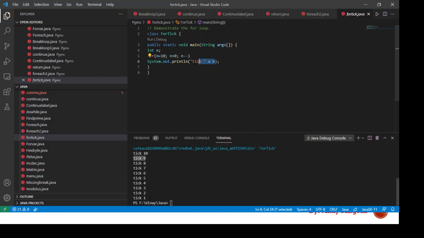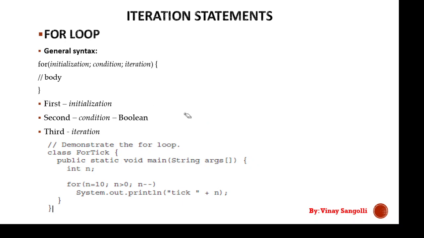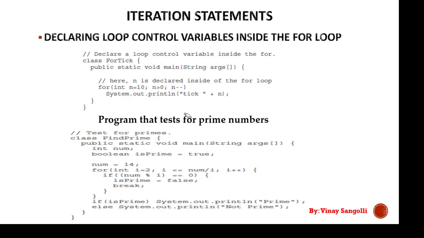And this goes on until n becomes 0. Finally, once n reaches 0, it will check the condition: is 0 greater than 0? No, it will fail. Therefore you can see here that the 0 has not been printed. So this is the execution of a small program which demonstrates the for loop.